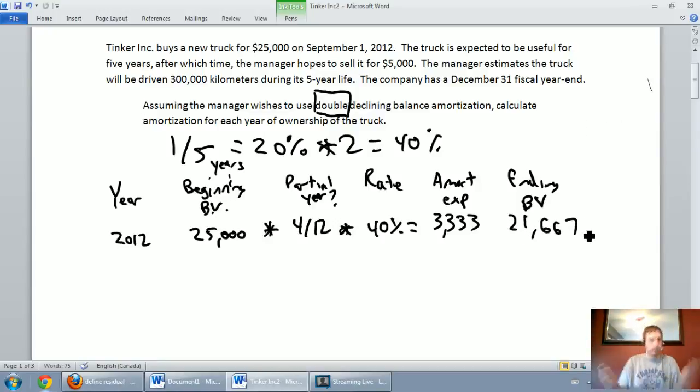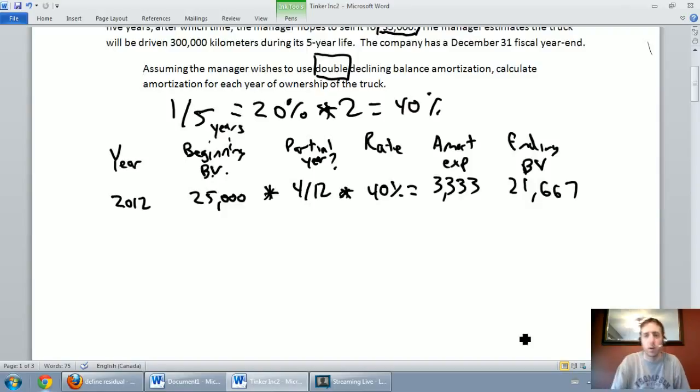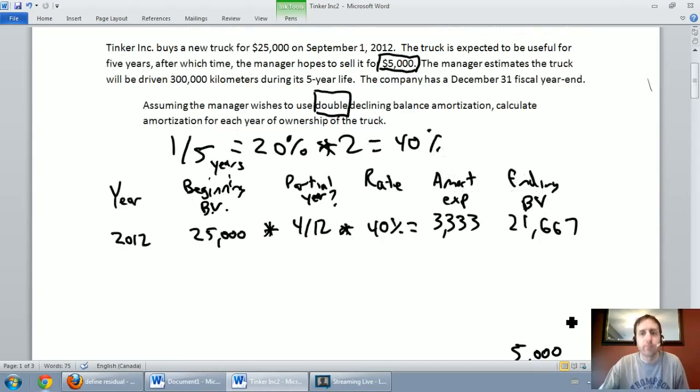21,667. So 2012 is in the bag. Now you might be asking yourself, well, what about that $5,000 residual value that we've been worried about? Well, $5,000 residual value isn't going to come into play until the very end. But yes, when we finish this question, and I don't know how far down to go, I need to remind myself I've got to stop when I get to a $5,000 residual value. I can't amortize past that. I have to end on that $5,000 number, but we'll worry about that later.